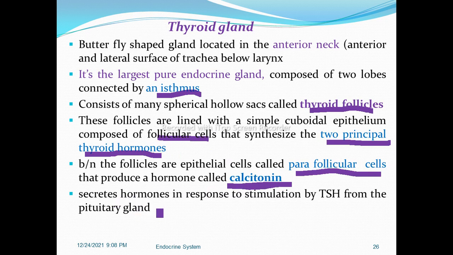The thyroid gland secretes these thyroid hormones in response to stimulation by thyroid stimulating hormone from the pituitary gland. So the pituitary gland secretes hormones and controls the thyroid gland. The thyroid gland also secretes other hormones based on the message of the pituitary gland. So thyroid hormone and calcitonin are secretions of the thyroid gland.